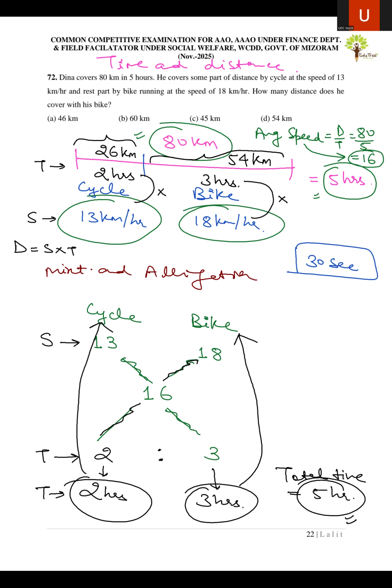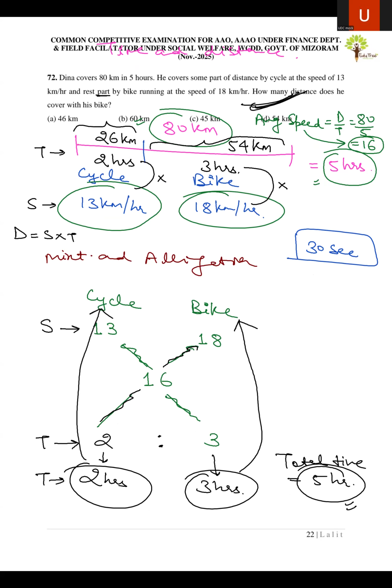That's it. So what are they asking? By bike, 54. Very simple question. All right. You don't have to use some kind of traditional or critical methods in this. The simple mixture alligation method, very simple. All right. Let us see the next question in this.